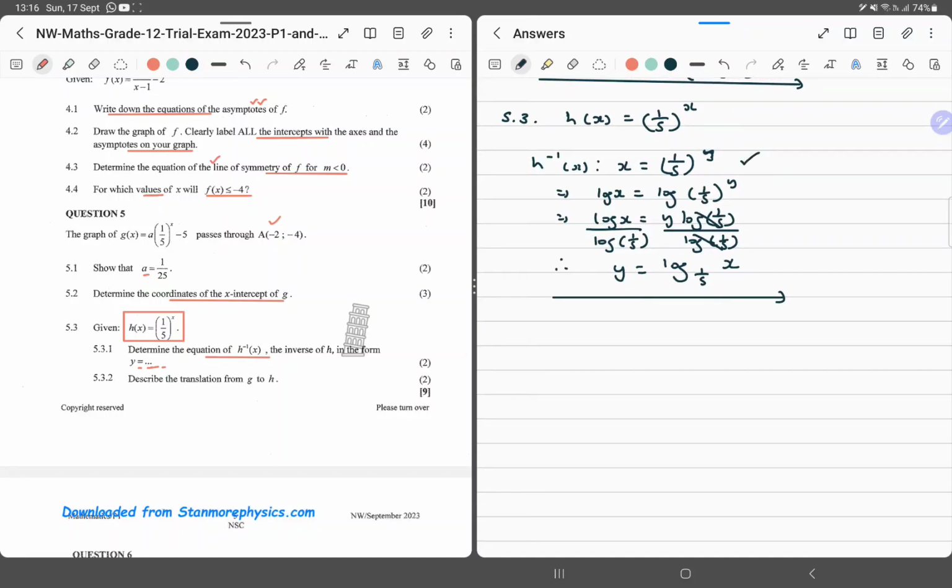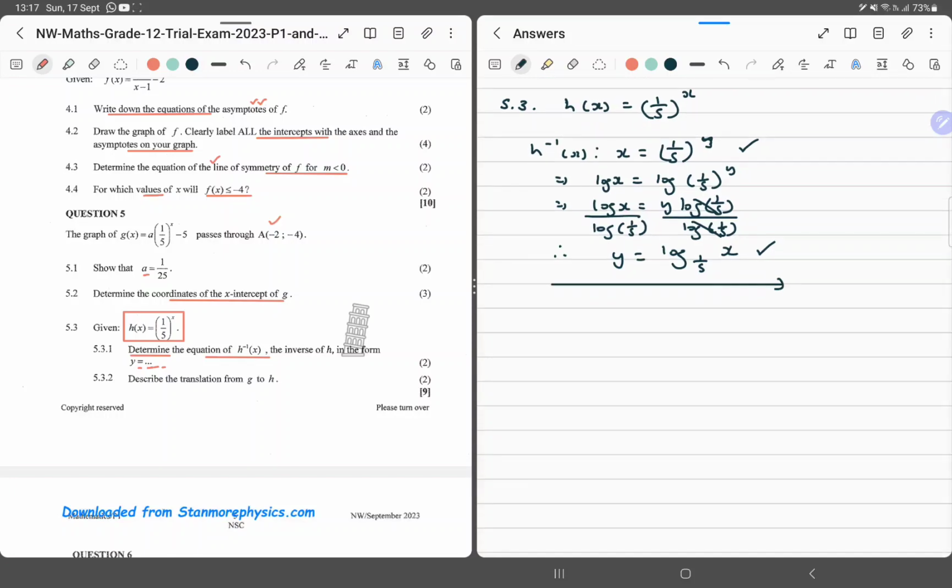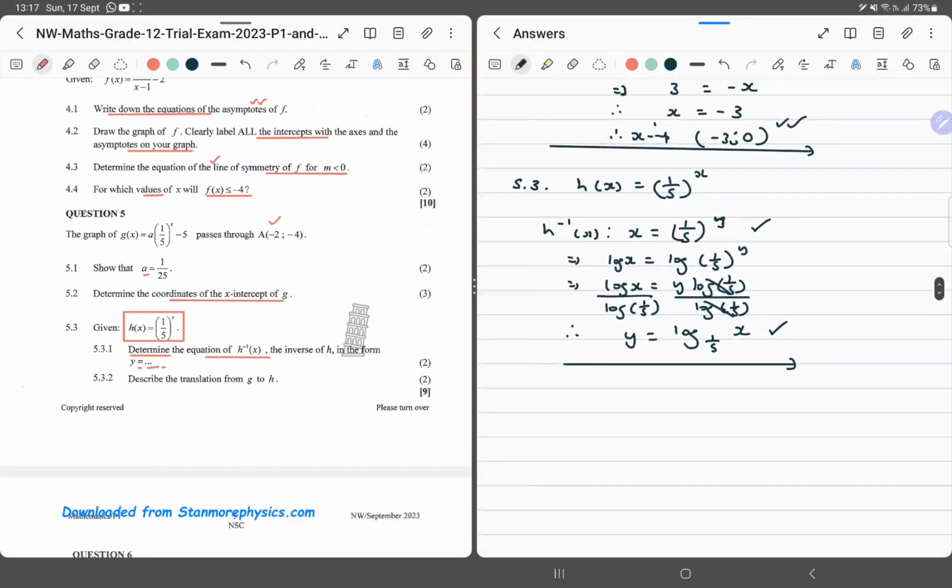Otherwise, if you did the calculation, switching those two, the final answer is what is important. But a question that says determine, as you would know from what I told you, you can do it by inspection or by calculation. If you did it by inspection, you still get full 2 marks for the answer. All right, so that was 5.3.1.